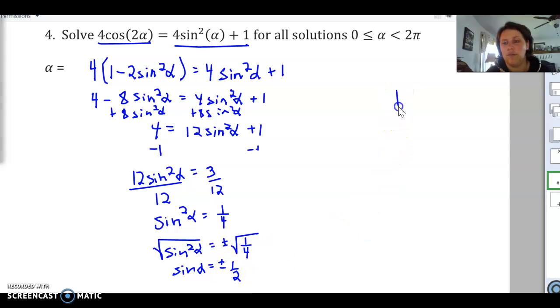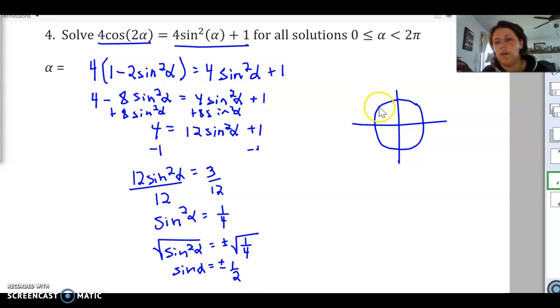So we want all of those values on our unit circle. So we've got our unit circle. Okay, so where sine is going to be positive 1/2 up here, and sine will be negative 1/2 down here. So we've got 4 different positions that our sine could be. So that means we need to find 4 different angles, and we'll have 4 different solutions.